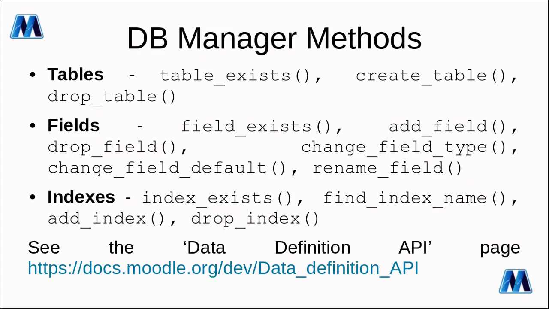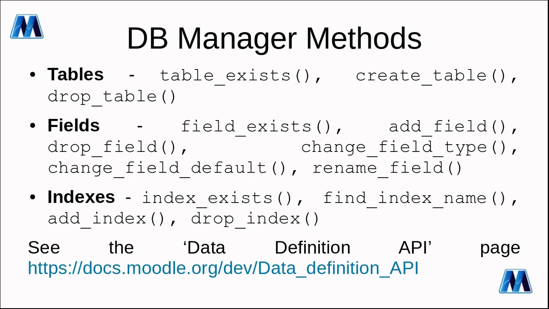Right, so you've got some methods. You can check if a table exists, drop a table. You can create fields, check if fields exist, rename fields, etc. And then the same with indexes: you can check if one exists, find an index, drop an index, etc. There's a link to the documentation in this presentation for you to go and have a look at.